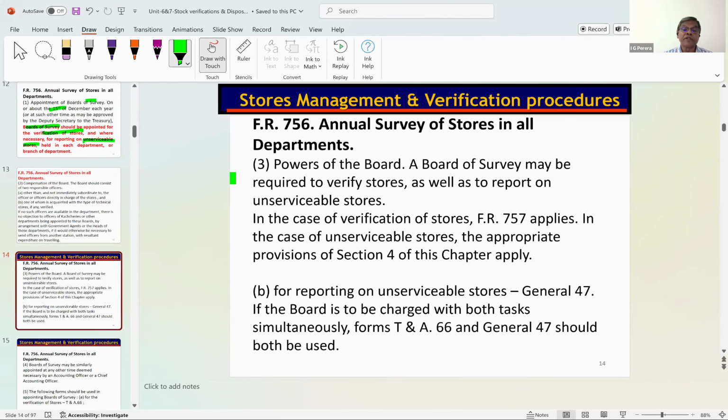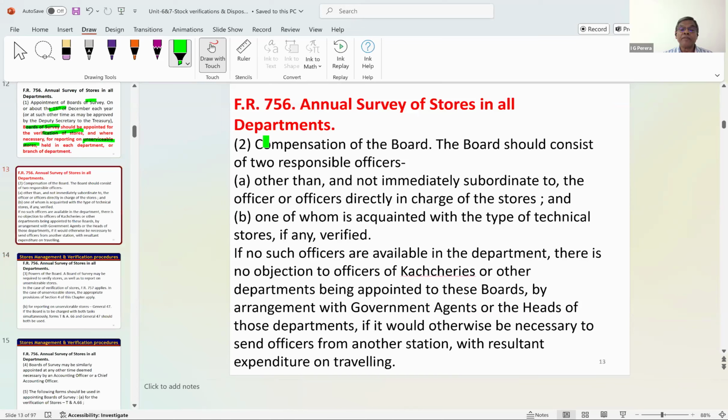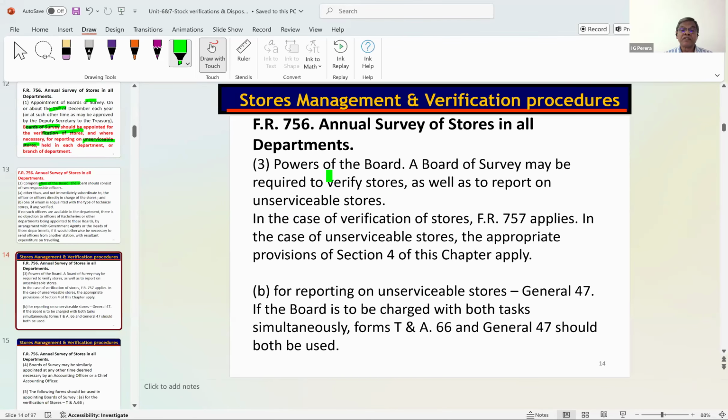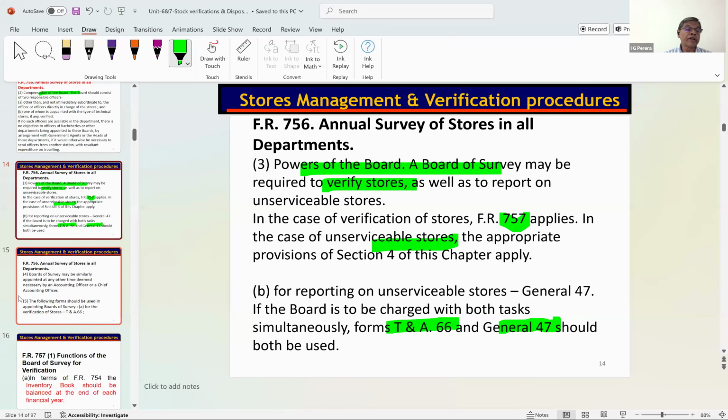So annual survey of all departments should be done. So the compensation of the board is paid for this work that they basically offer services. The powers of the board, they may be required to verify stores. So the FR Clause 757 applies in the case of unserviceable stores, unserviceable items. The appropriate provisions of section 4 of this chapter apply. එකෙන් කියන්නේ ඒවා unserviceable items විදියට dispose කරන්න ඒගොල්ලන්ට බලය තියෙනවා, බලය දෙන්න, recommend කරන්න. Simultaneously මෙන්න මේ forms වල ඒවා record කරන්න ඕන.